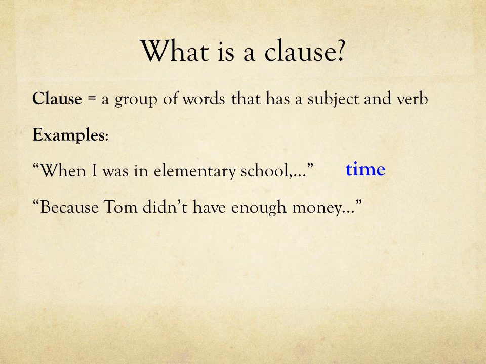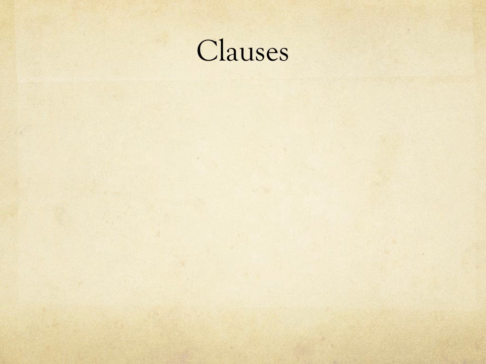The clause, because Tom didn't have enough money, is a clause that gives a reason. It explains why something happened. Each clause has a subject and a verb. In the first clause, I was, and in the second, Tom didn't have. However, these are not complete ideas.